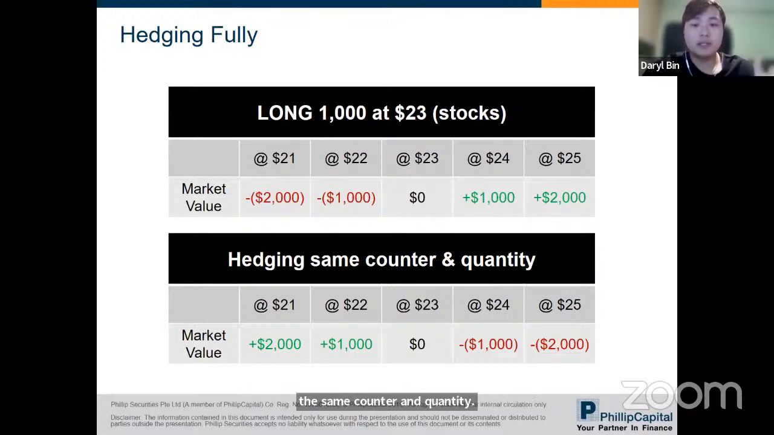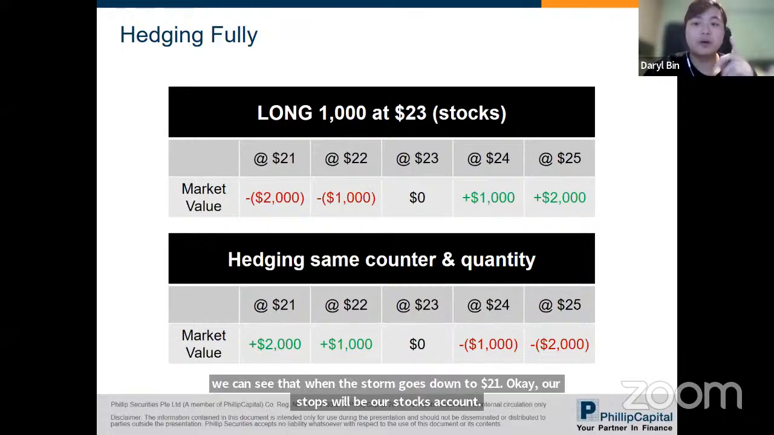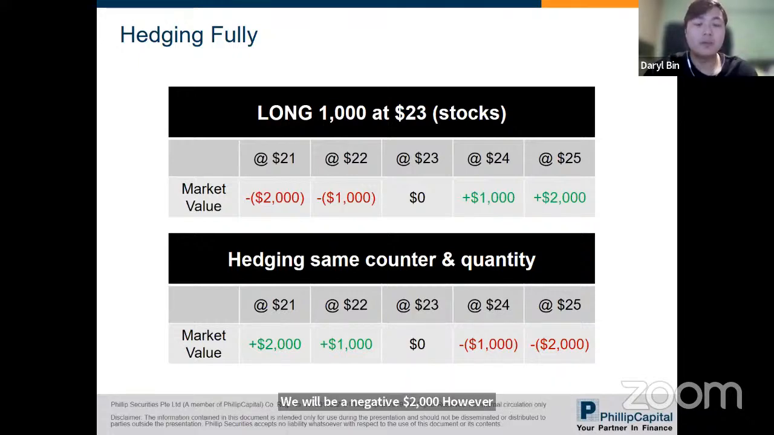So we can see that when the stock goes down to $21, our stocks account will be negative $2,000. However, for our CFD hedge, we will be positive $2,000. If you net it off, you're still okay because it's zero profit and loss. So if it goes down to $21, you can use the profit from the CFD to buy more stocks. This brings down your average price.